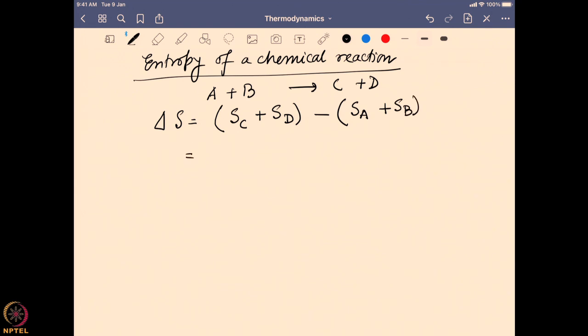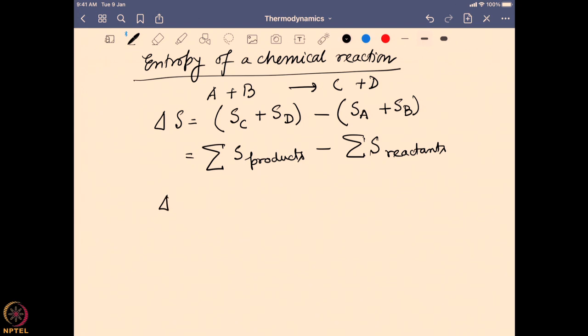Which is very similar to Hess's law, what we discussed earlier, but that was enthalpy, and this is in terms of entropy. It is the entropy of the products, you add it all together and subtract that from the sum of the entropy of the reactants altogether. And from there, you can get the overall entropy change.